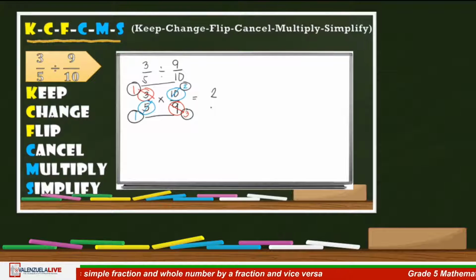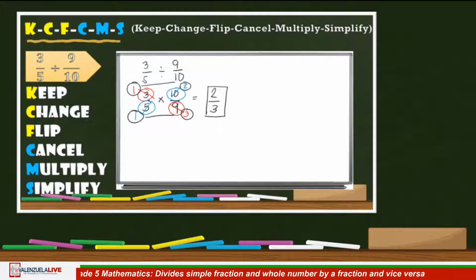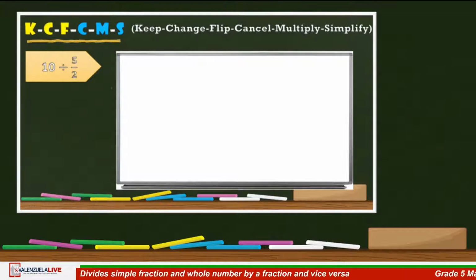The answer would be 3. Then, simplify your answer. As we observe, the numerator and the denominator of this fraction have no common factor between 2 and 3. So, therefore, our final answer is 2/3. Okay. Now, let's proceed to another example.